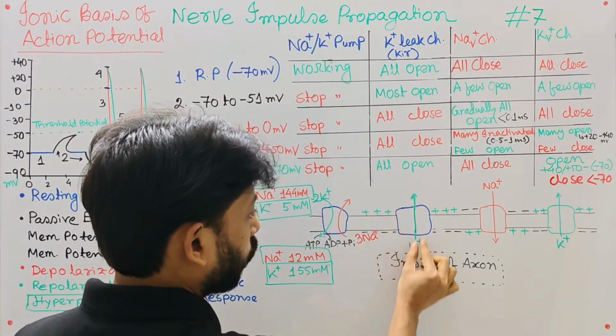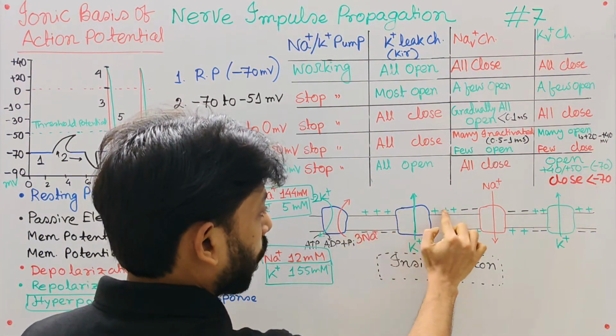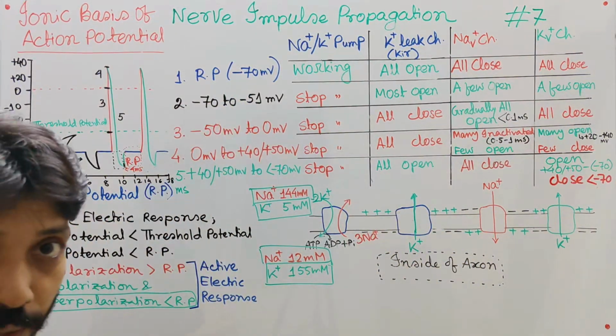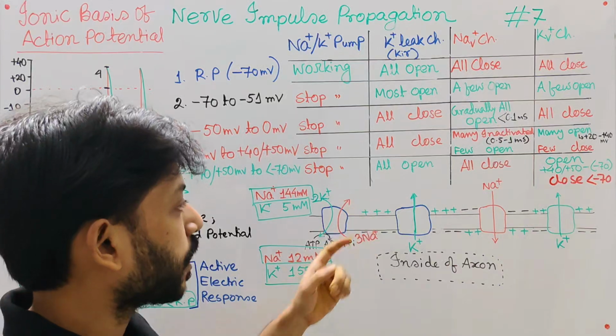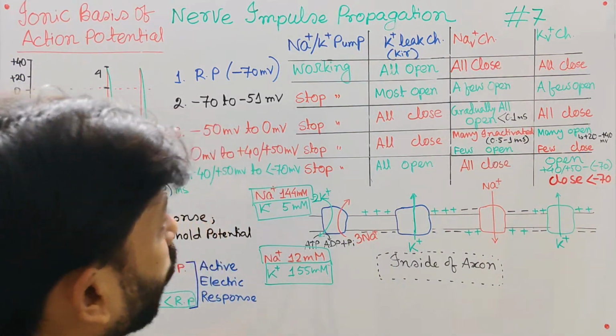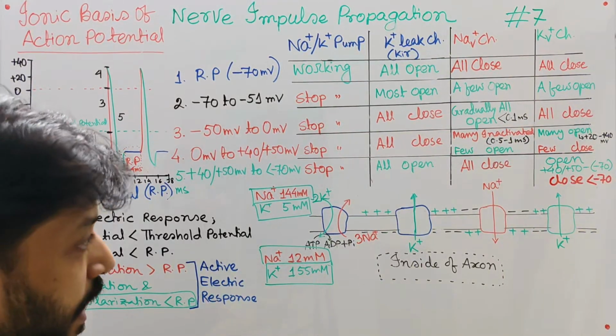Potassium ions will come outside of the neuron, and the outside of the neuron membrane will become more positively charged than the inside. So in that situation, at minus 70 millivolt or resting potential, the outside is positively charged and the inside of the neuron is negatively charged. And voltage gated sodium channels and voltage gated potassium channels remain closed in that situation.